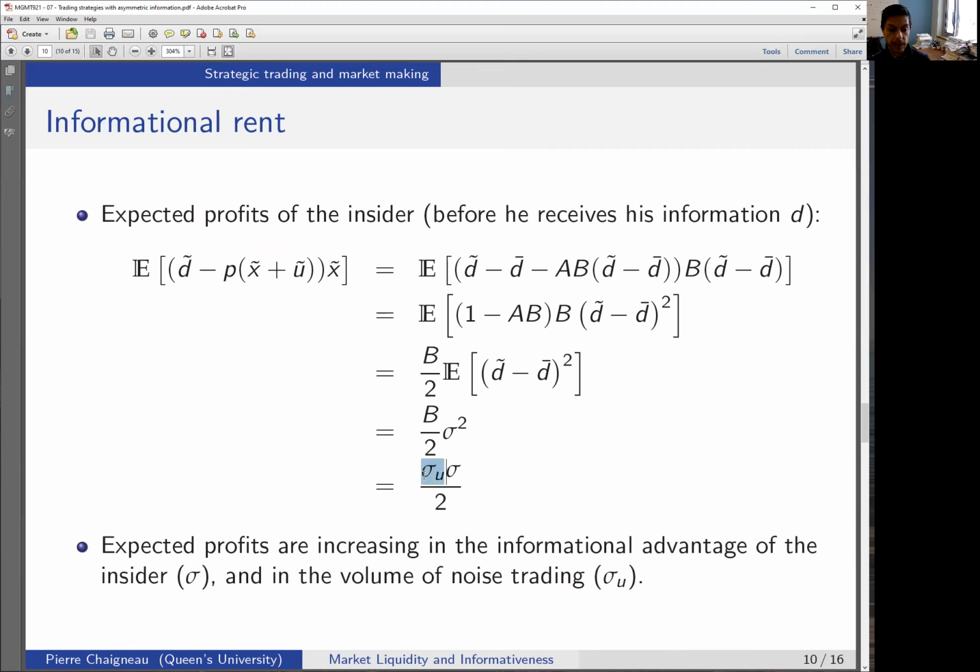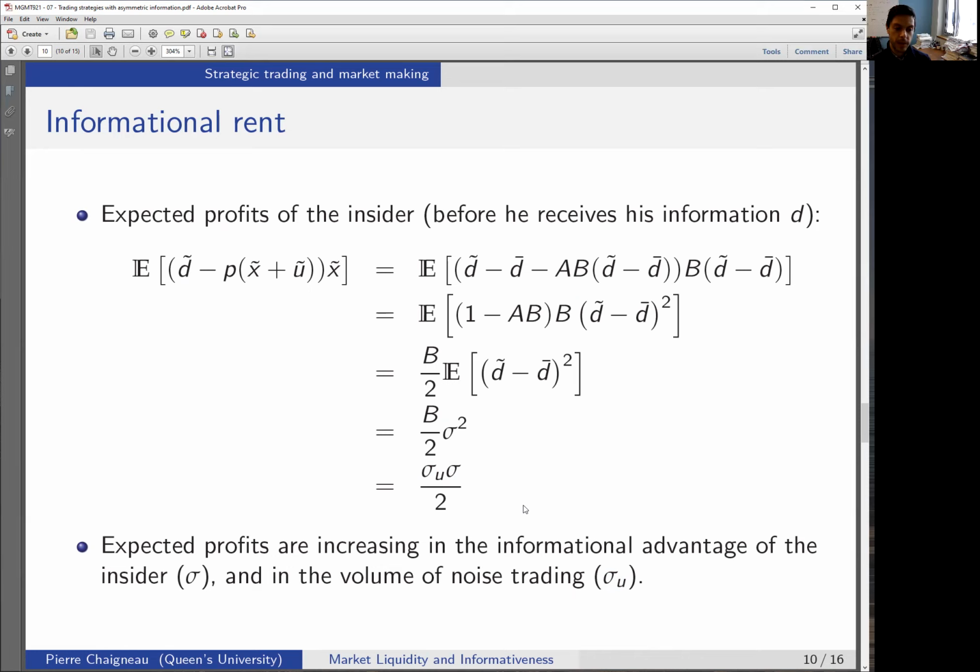Another way of saying that is that if sigma u were equal to 0, there would be a market breakdown. Because in this case, the trade of the insider will fully reveal its information. And so the market maker would be able to fully infer the information of the insider from observing his trade. But then the end result is that the insider would not even trade.